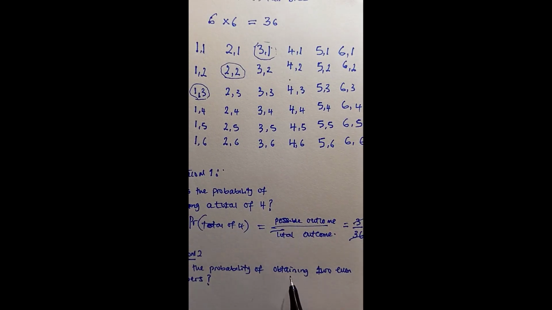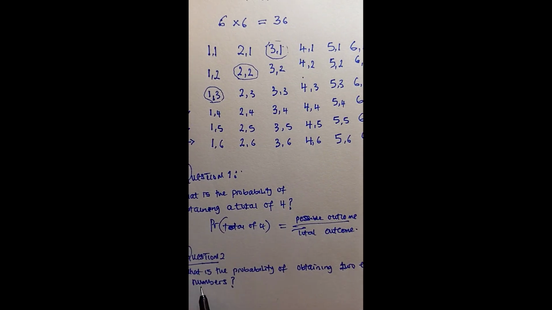So question 2 says, what is the probability of obtaining 2 even numbers? Remember, even numbers are numbers that can be divided by 2 without a remainder. Now we want to see the chances of obtaining 2 even numbers. So the first die gives us an even number, and the second die gives us also what? An even number. So let's go.